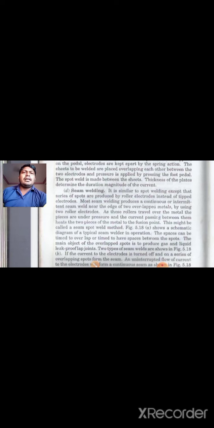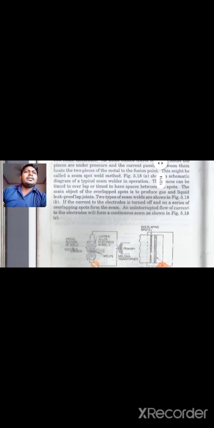The spots can be timed to overlap or timed to have spaces between the spots. The main object of the overlapped spots is to produce gas-tight, liquid-tight, leak-proof lap joints. Two types of seam welds are shown in the figure. So if the current to the electrodes is turned off and on, a series of overlapping spots is formed. We'll just check the diagram, then we'll proceed.